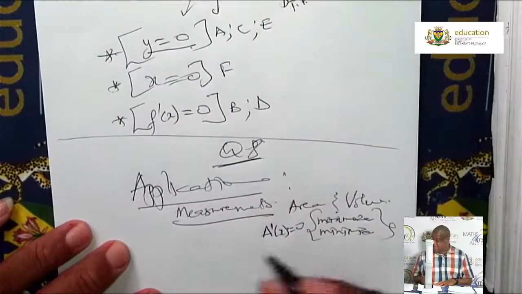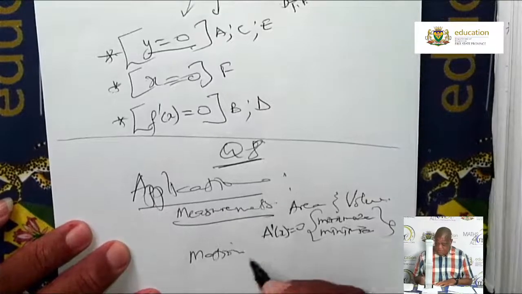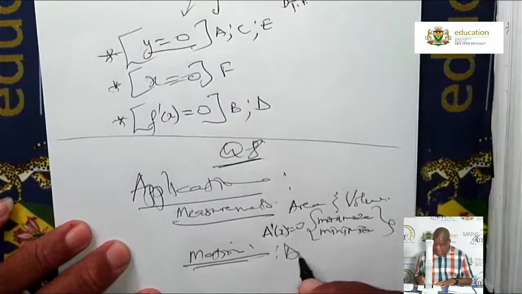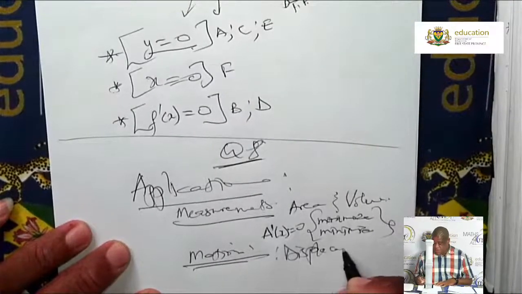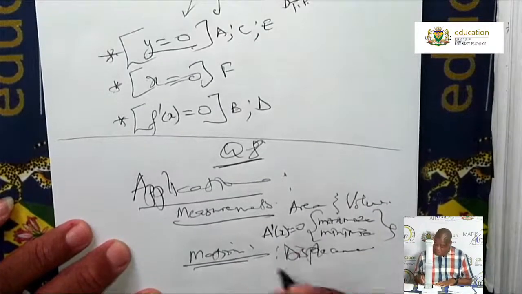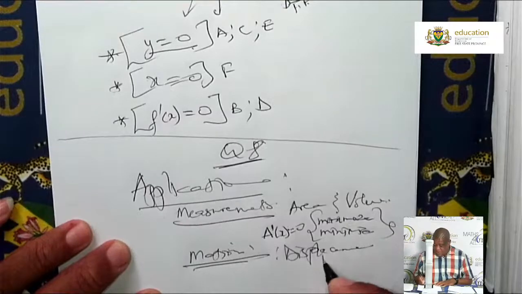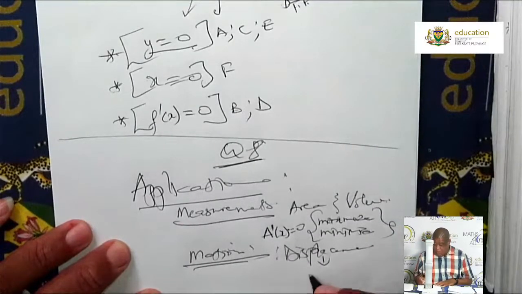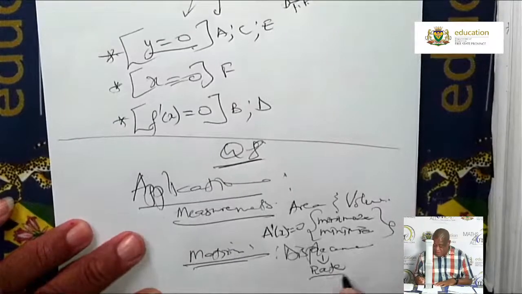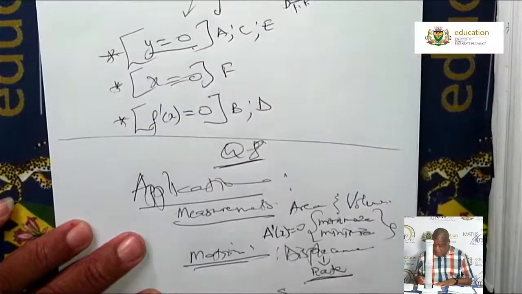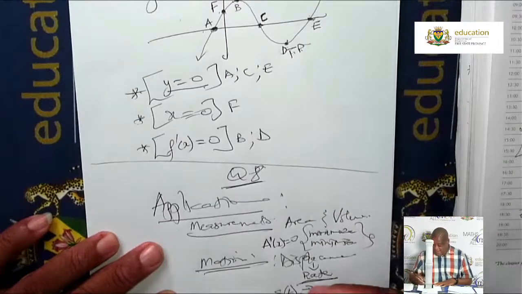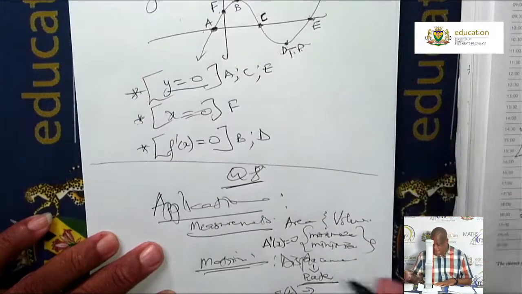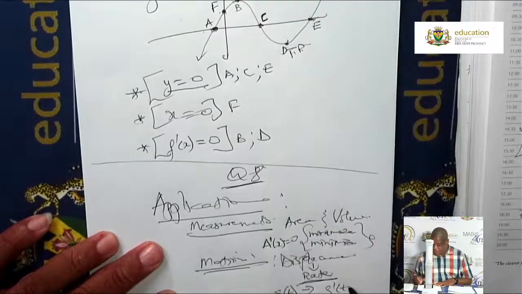At some point they ask it in terms of motion. Motion is where they will put the displacement equation. If it's motion and it asks using displacement, just look for the word. Once they use the word rate, then know that you should take the derivative of that.